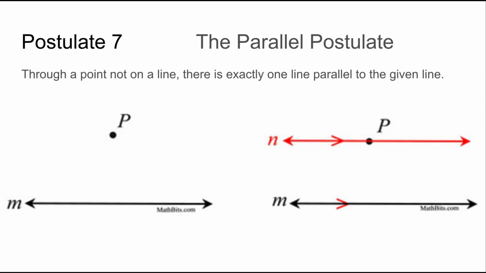Through a point not on a line, just like we did in our construction, point P, there is exactly one line parallel to the given line. So if you have one parallel line, like parallel line M, and you have one point, you can make a parallel line using this point, just like we just did.